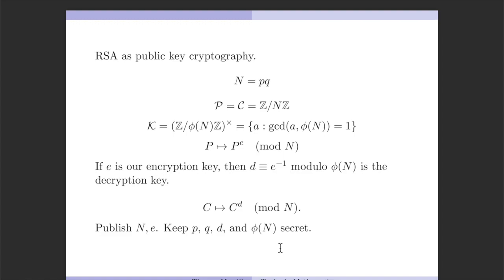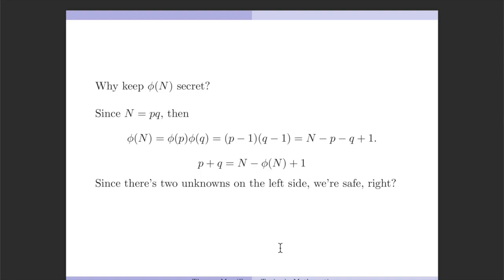To start out this lecture, I want to talk about why phi of n needs to remain secret. So bear in mind, if I am attacking this system, then I don't know the factorization of p times q that gives me n. I don't know that. But I can still approach this system knowing that the person who set it up chose n to be the product of two different primes.